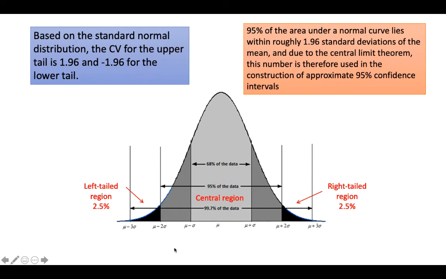That's from the calculation. If you want to know about that further, I will provide you with a link. That's from basic statistics. So 95% of the area under a normal curve lies roughly within 1.96 standard deviations of the mean. And due to the central limit theorem, this number is therefore used in the construction of an approximate 95% confidence interval. Why does it have anything to do with the central limit theorem? It is because we assume that when your sample size is larger than 30, it is still going to approach normality.